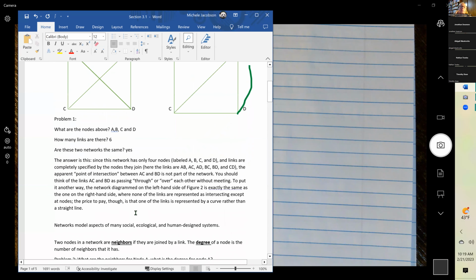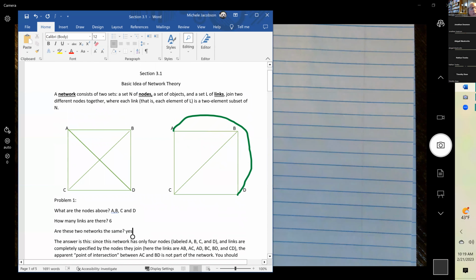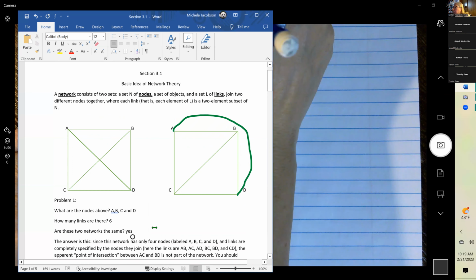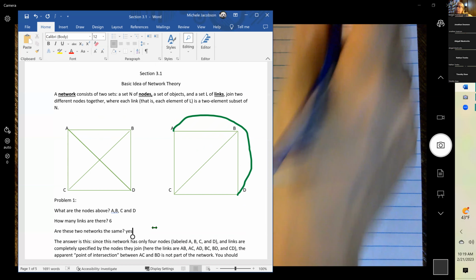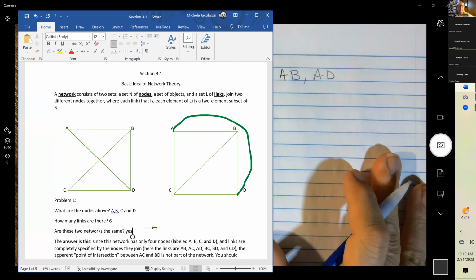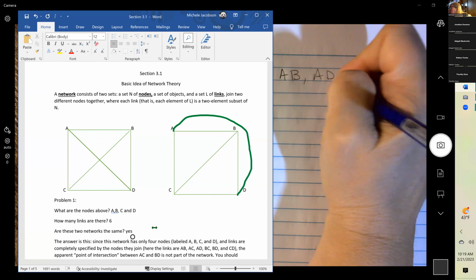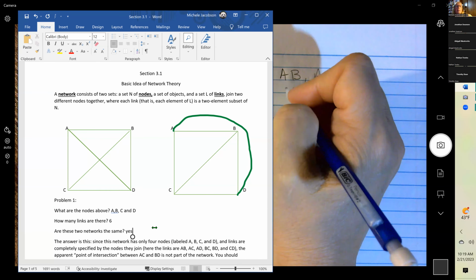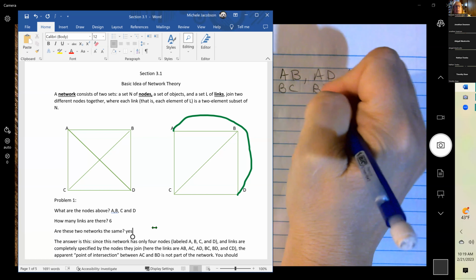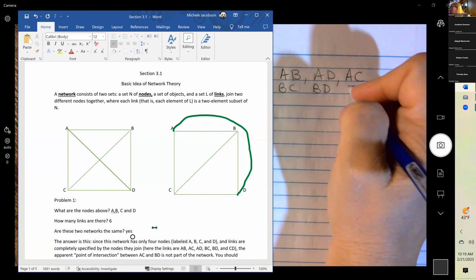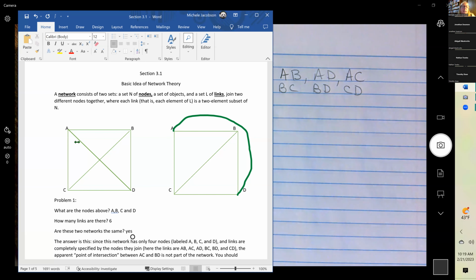Can you please explain that one more time? For the networks to be the same, the links have to be the same. So if we look at the links here, we have AB, AD, AC, and then we have BC, BD, and CD. So in this first one, that's all the links.